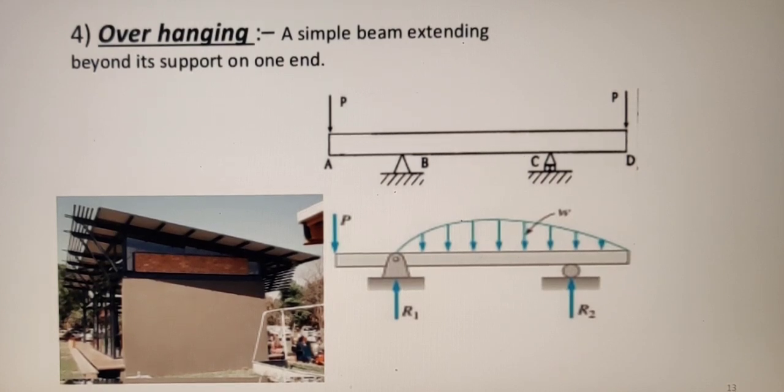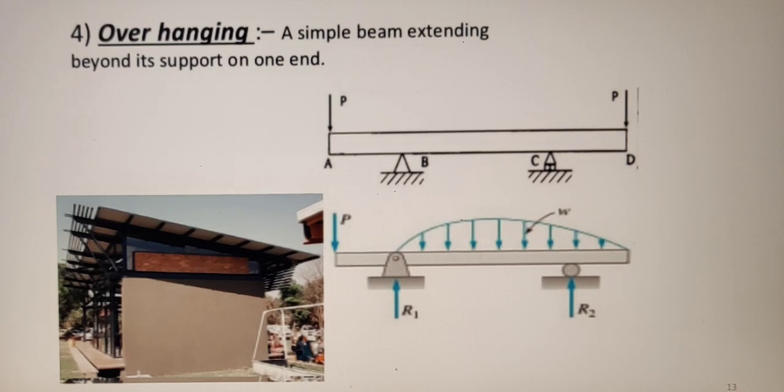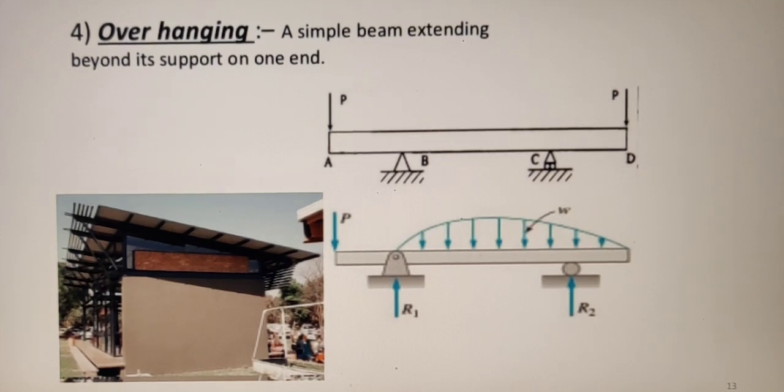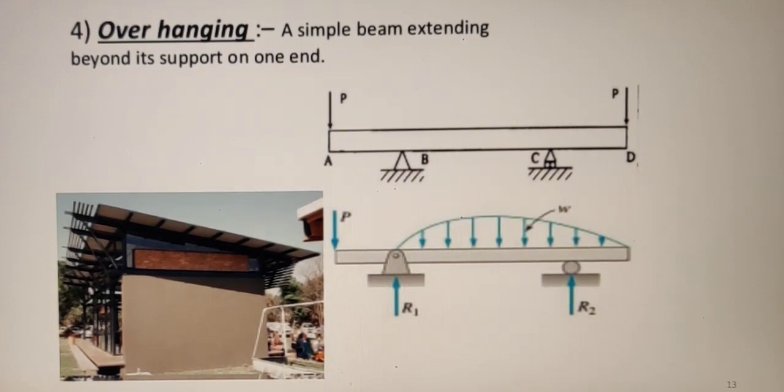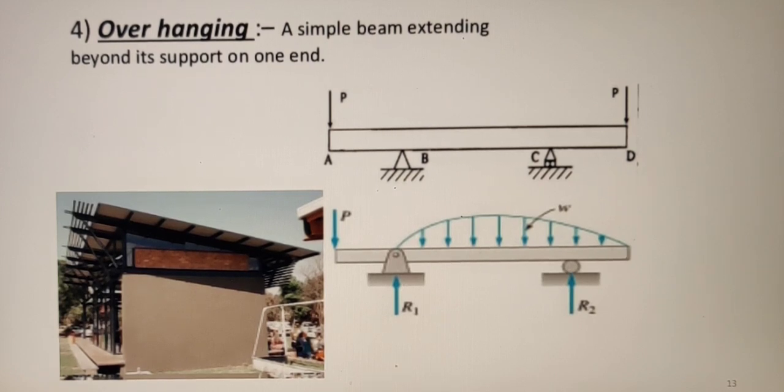The second classification is overhanging beam with a double overhang. So you can see in the picture, here is an overhanging beam with a double overhang. That means the beam extends beyond the support in both directions. So this is also a statically determinate structure, so we'll be analyzing this type of beam.